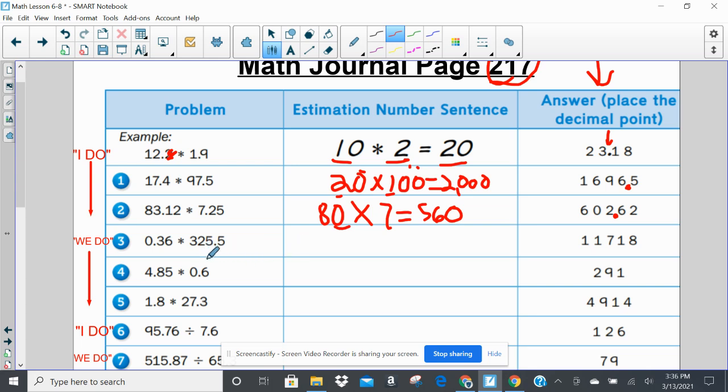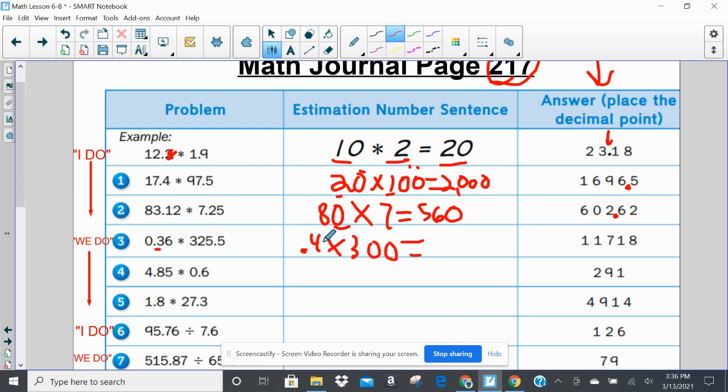Now, the next one's a little bit different because I can't necessarily round this up to one whole. If you get a decimal that is less than one, we're going to just round it to the nearest tenth instead. Okay, so let's take a look. What is 0.3? Let's round it to 0.4 times 325. 325 is close to, let's say, 300.